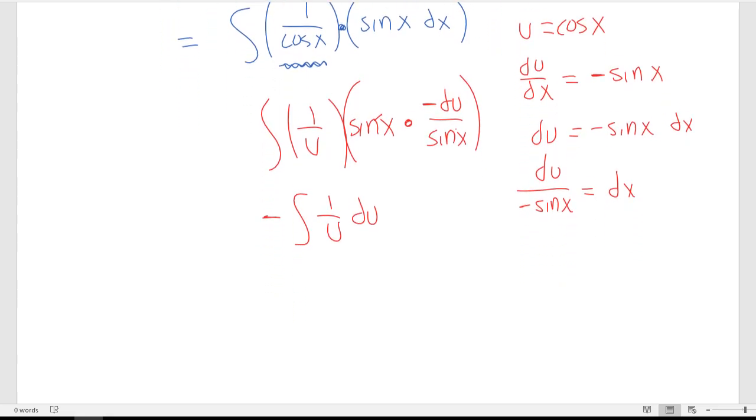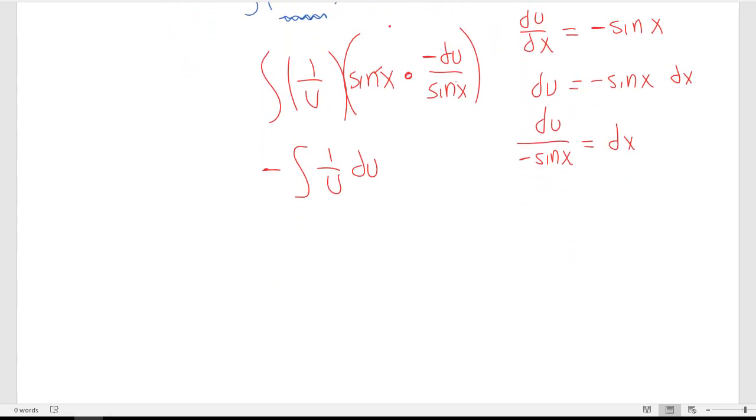So let's finish this off then. What's the integral of 1 over u? It is ln of u plus a constant, and we'd let u equal cosine. So I have negative ln of cosine of x plus c.